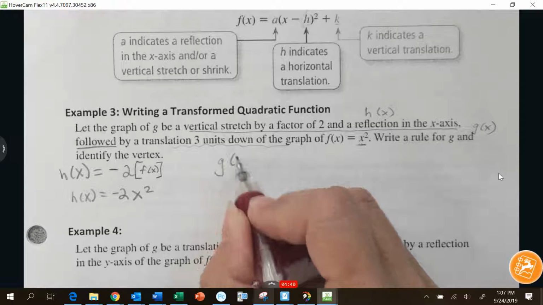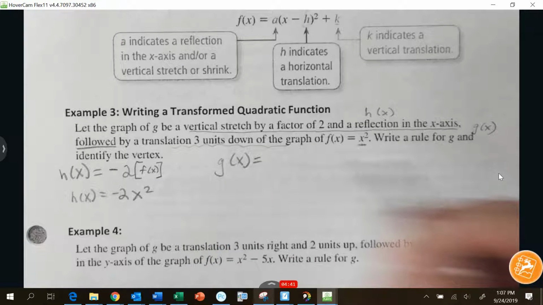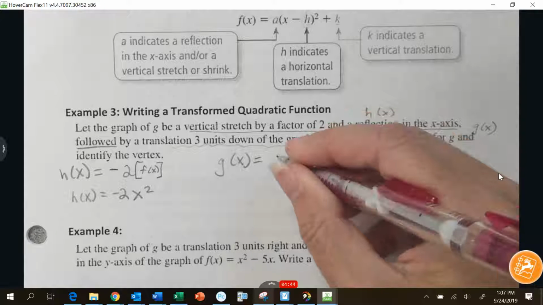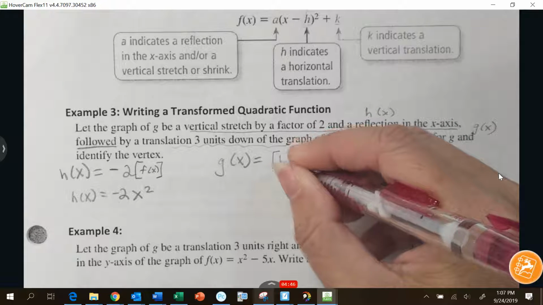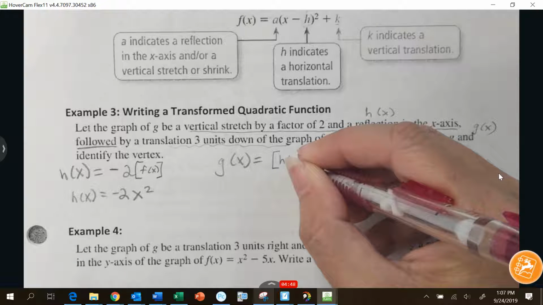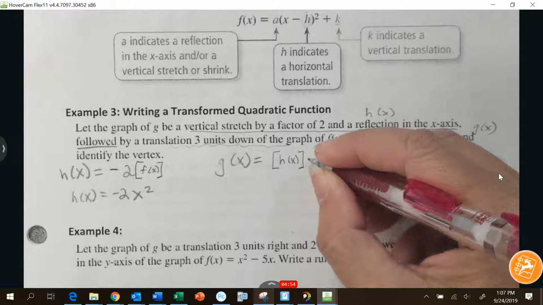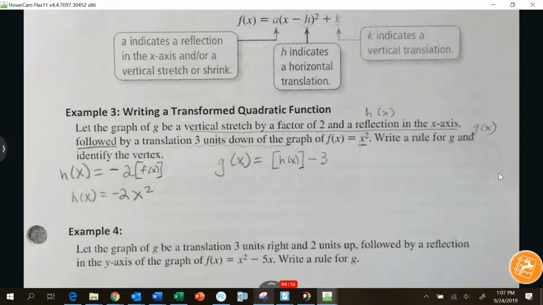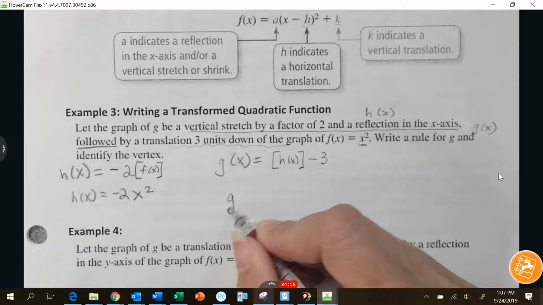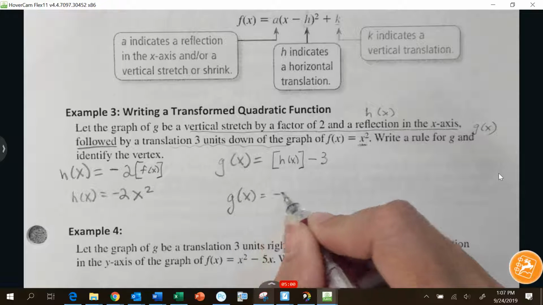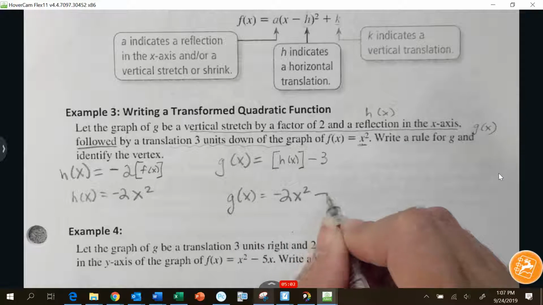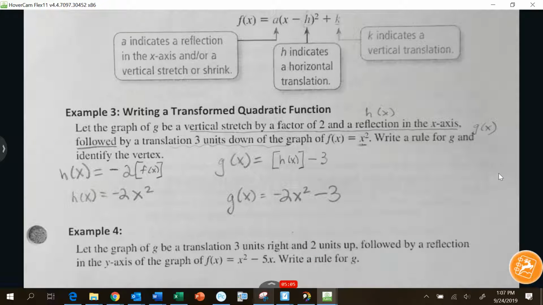So my g of x is going to say take my h of x, and do we go outside or inside for 3 units down? It's going to be on the outside. Subtract 3. So I take my h of x equation, which is negative 2x squared, and then on the outside of that, subtract 3, and there's nothing else to simplify.